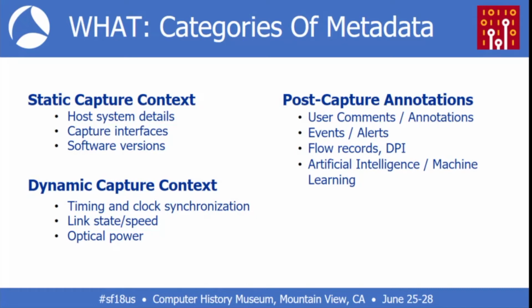Same for link states, particularly if you're capturing on more than one interface. Some of those links might go up or down while you're doing a capture. If it's a 5-minute one, it's unlikely. But if you're capturing for days at a time or weeks at a time, then it's inevitable it will happen. Similar for optical power. You might not think optical power would change much during a packet capture, but if somebody is plugging and unplugging cables, doing patches, or running a ditch digger through something, then it can change as well. And then finally, there's post-capture annotations.